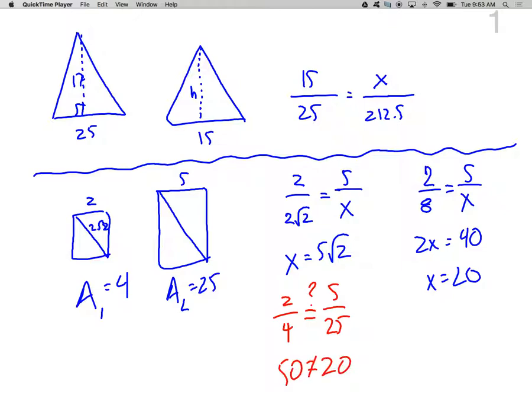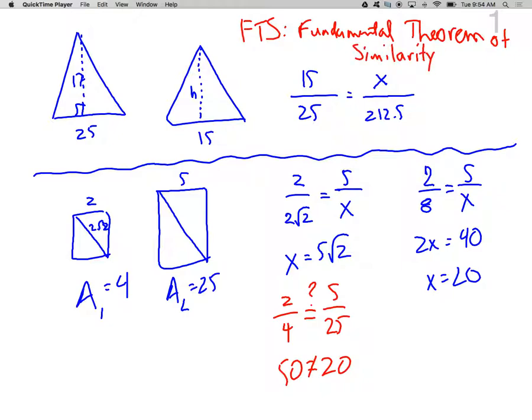And where's the mistake we made? Well, this is the key to what we're talking about today. This is called FTS, which stands for Fundamental Theorem of Similarity. FTS. Anything you measure with a ruler, good to go. Anything that measures area, not good to go. It doesn't work. So we need to come up with a different formula.